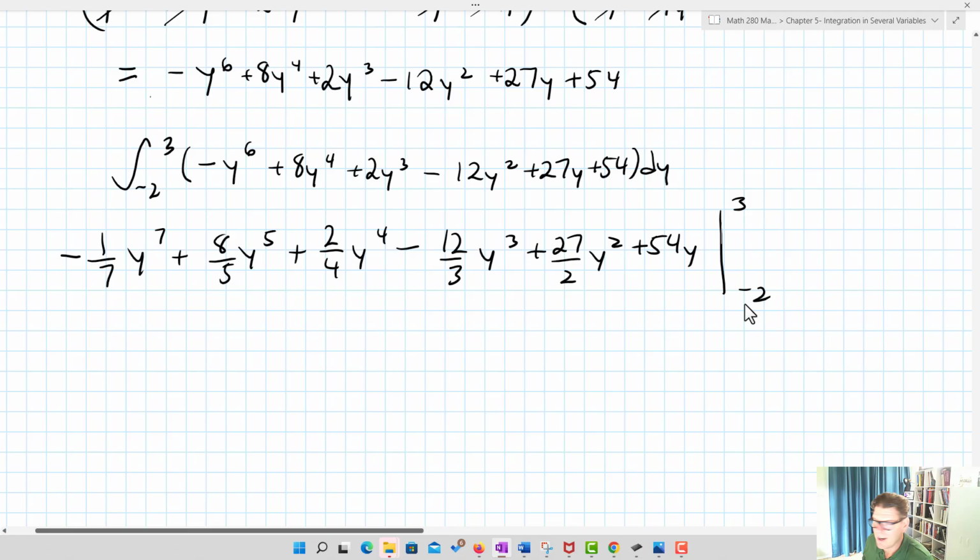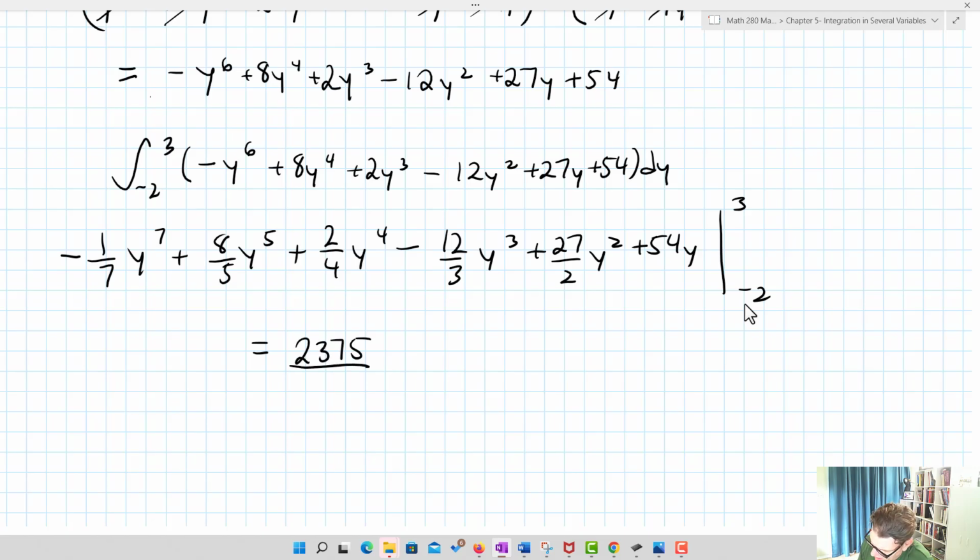When we do that, I would just plug that all into my calculator, and this ends up giving me 2,375 over 7. I know there's a lot of algebra going on in there. Not too bad, though. Nothing too tricky. Just a lot of simplification. So make sure you do the simplification as you work. And once you get up to here, just plug that into your calculator. That's what I would do.